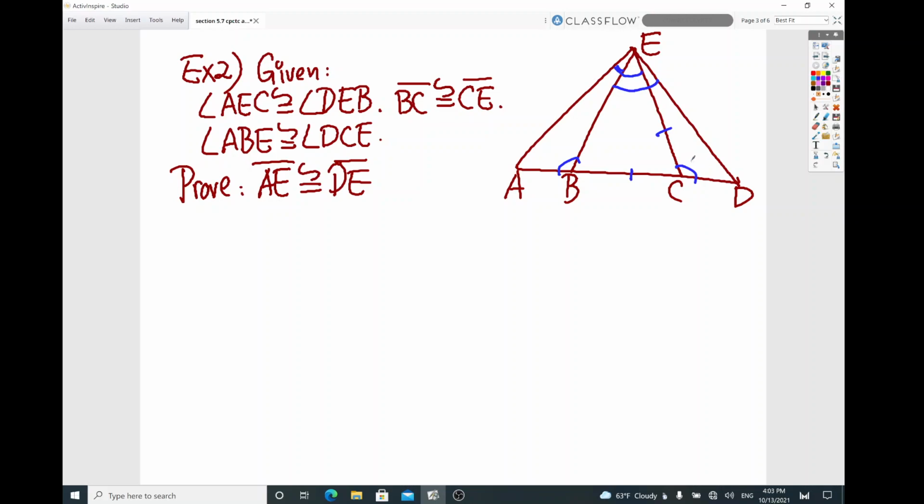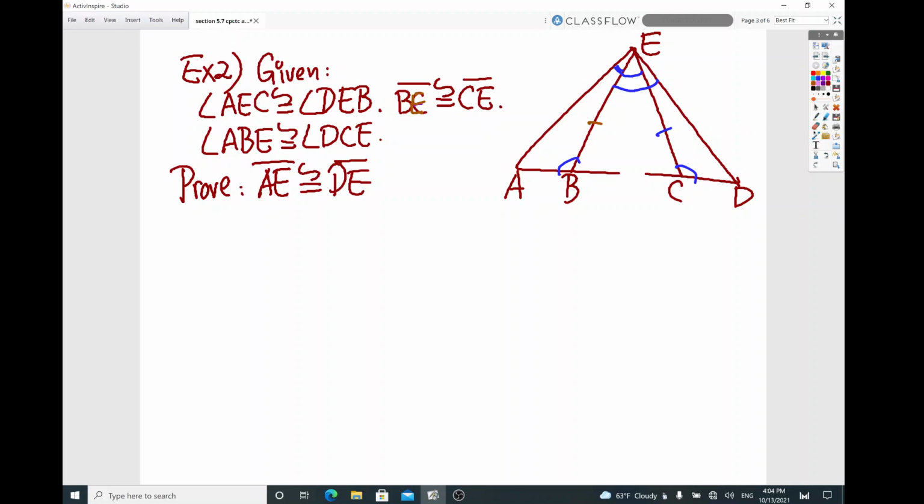One thing I have to be careful about here, I think there's a little typo. For segment BC, this one is supposed to be segment BE. Let me fix that. So segment BE is congruent to segment CE. That means the line segment EC is congruent to EB.